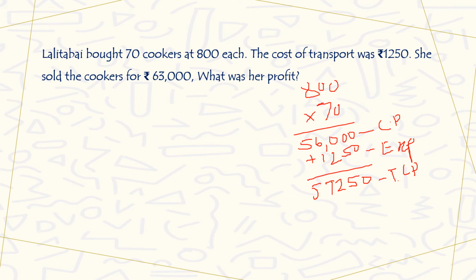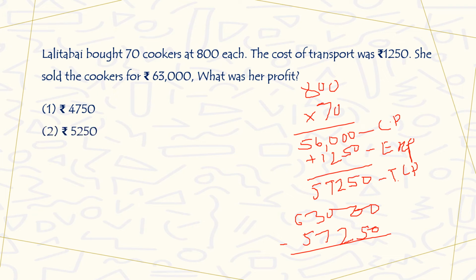57,250 rupees, and she has sold the cooker for rupees 63,000. So there is a profit. So 63,000 minus 57,250. By the time you all subtract, I'll give you all the options. Option number 1 is 4,750. Option number 2 is 5,250. Option number 3 is 5,750. Or option number 4 is 5,850.